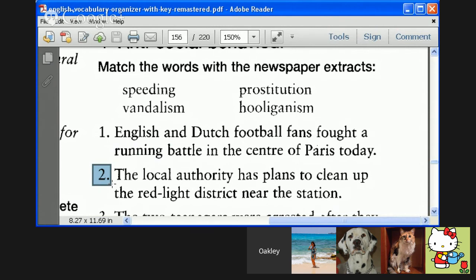Heidi, number 2. The local authority had planned to clean up the red light district near the station. Prostitution. Indeed. So this term here, red light district, kind of idiomatic, metaphorical, but it refers to an area where there are many prostitutes.